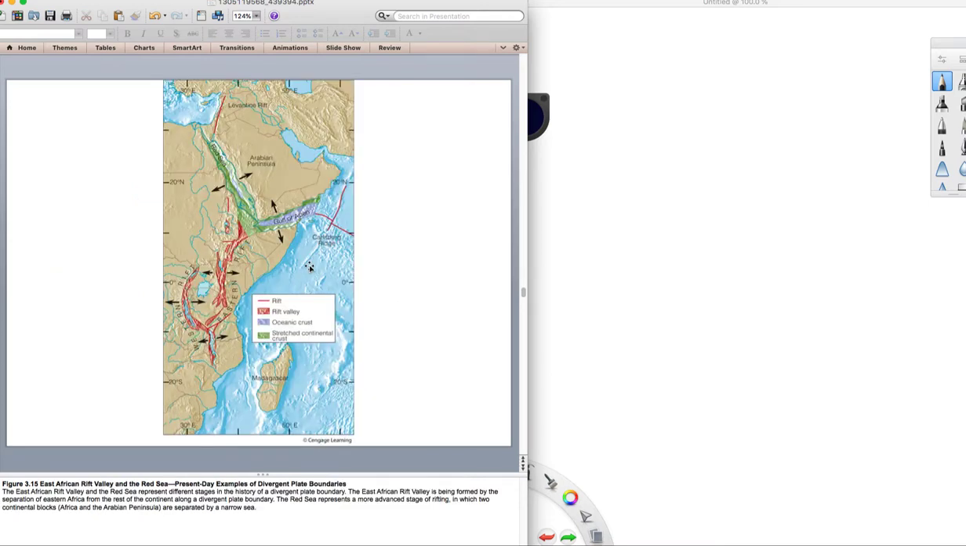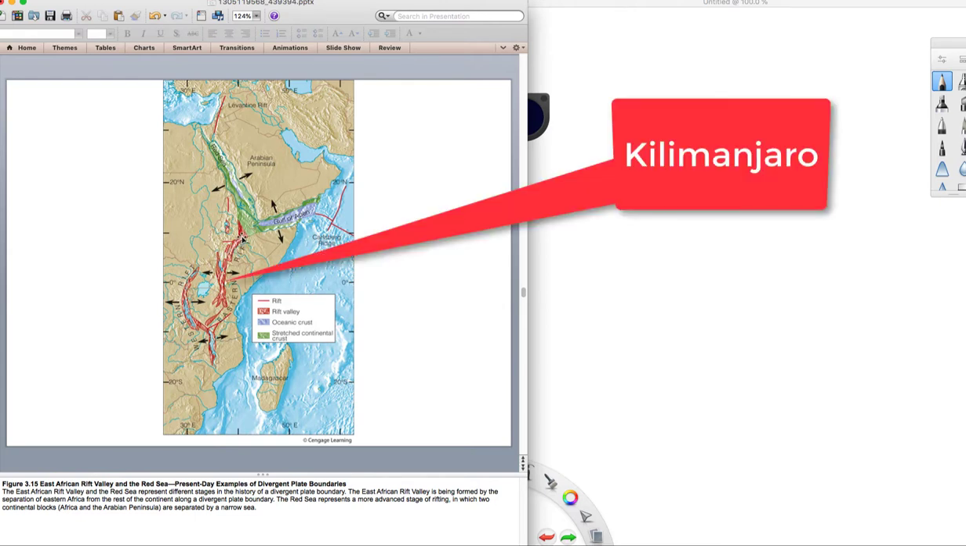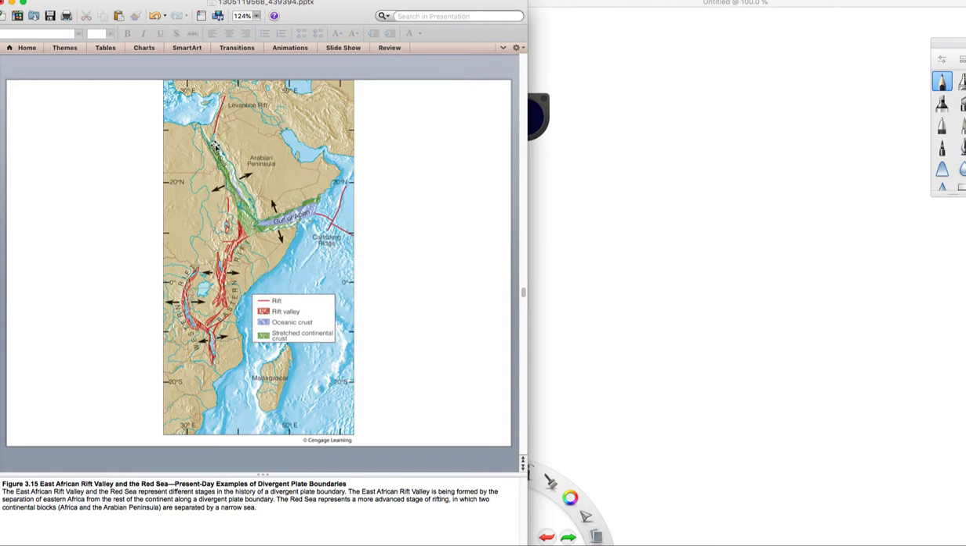So here's a map of the East African Rift, where we're seeing Somalia and Ethiopia rift or break away from mainland Africa. And so this is that Rift Valley, so we'll see volcanoes like Kilimanjaro and Mount Kenya in this region here. And then as we go to the Red Sea, that's an example of a narrow seaway, and also the Gulf of Aden to some extent, a narrow seaway.